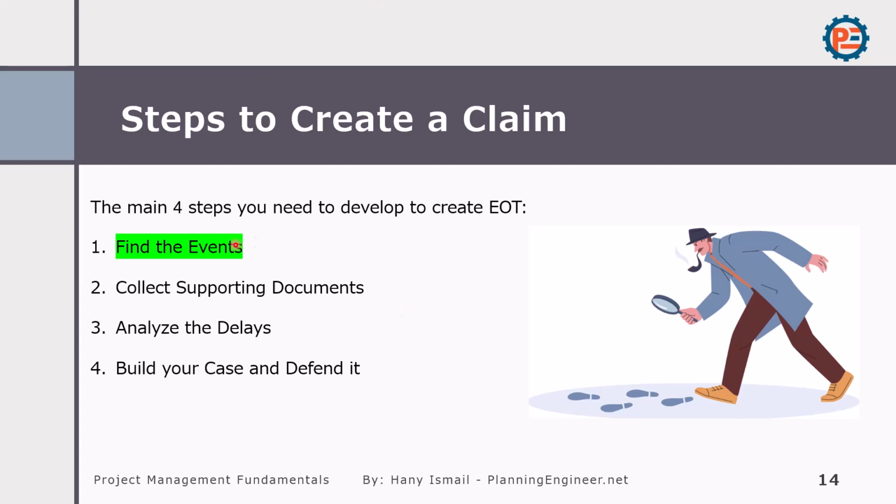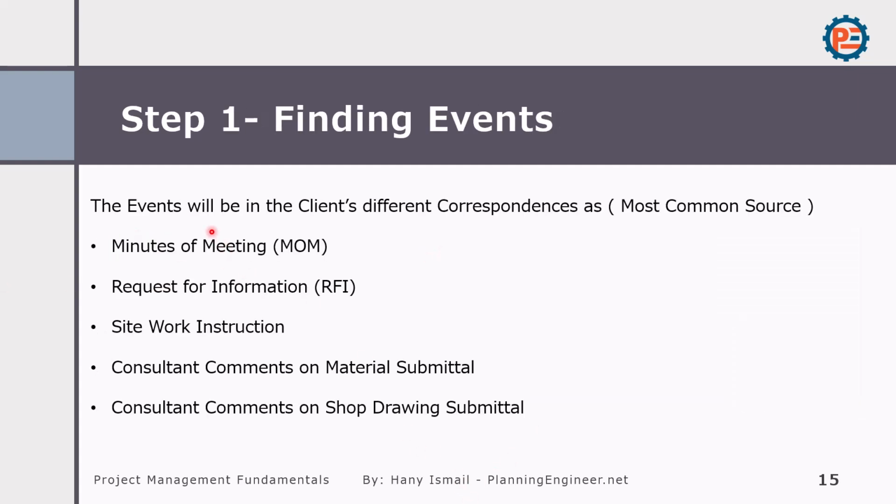You should try to find where these events are. When I say find the events, I mean that you can find a very good reason for an extension of time claim, and accordingly the associated prolongation cost, in documents someone could not look at. For example, minutes of meetings are a very good source of events. Also requests for information (RFI), site work instructions, consultant comments on material submittals, consultant comments on shop drawing submittals, and so on.